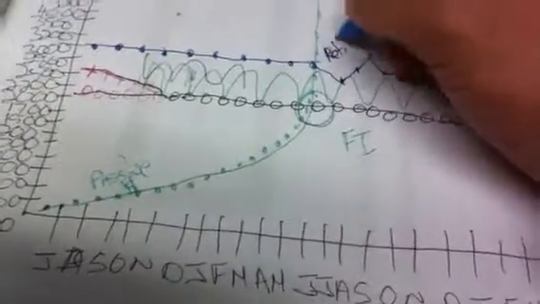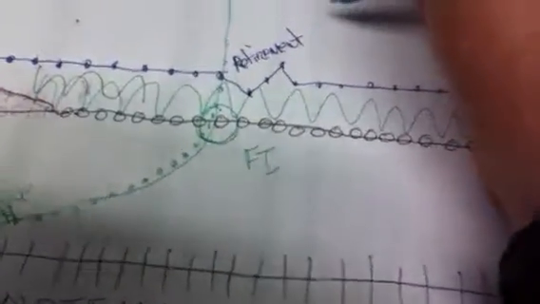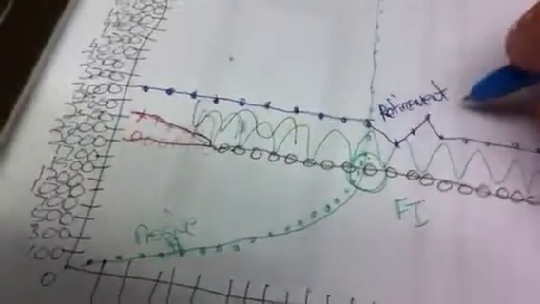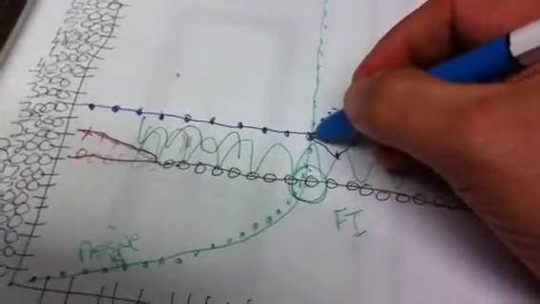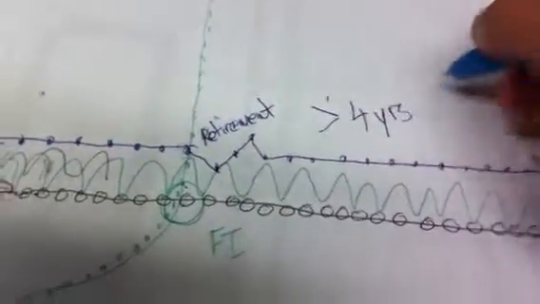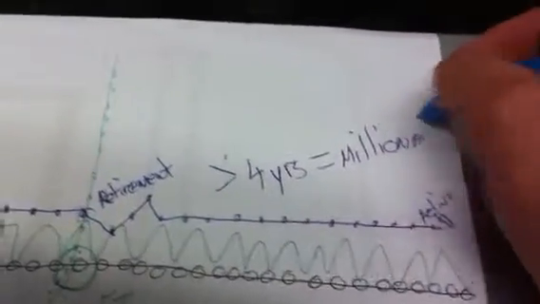Let's change colors. That's called retirement, retirement as we know it from a traditional job, whether being an employee or self-employed. If your passive income is greater than your active income for greater than 4 years, it usually equals millionaire status. So if you're looking to be a millionaire, this is the formula right here.